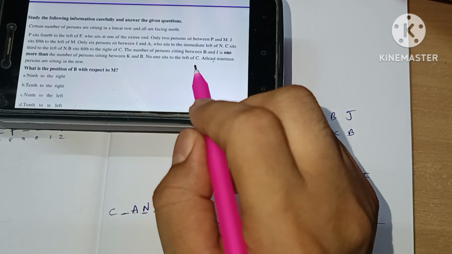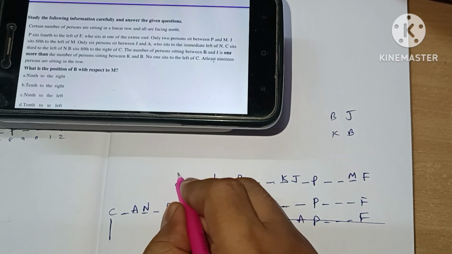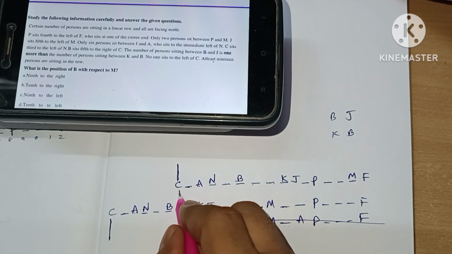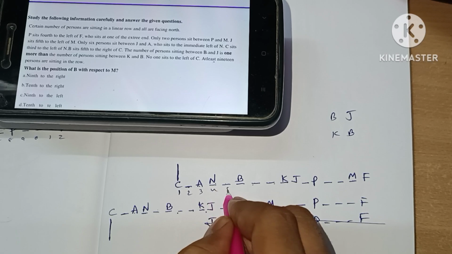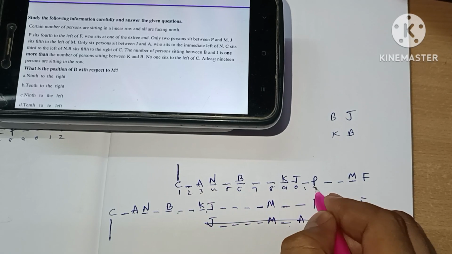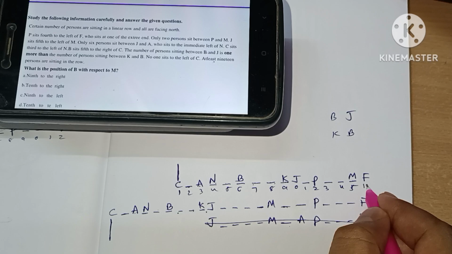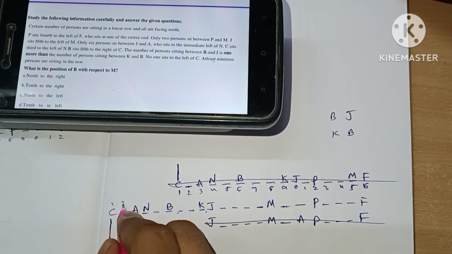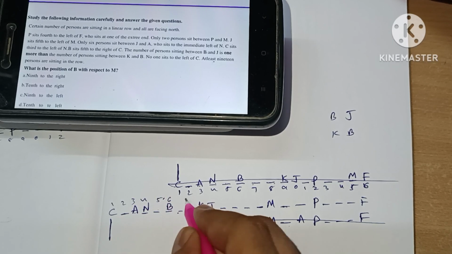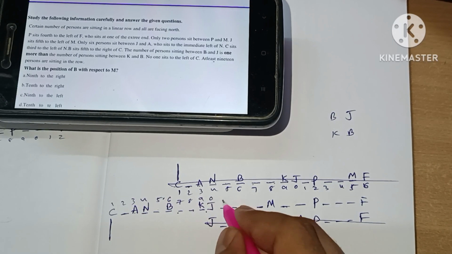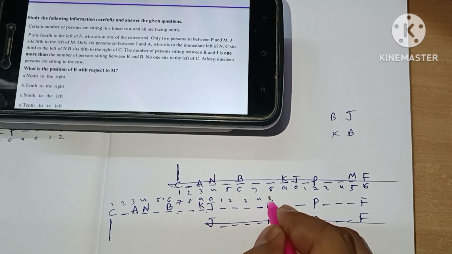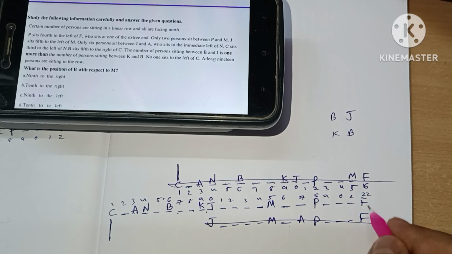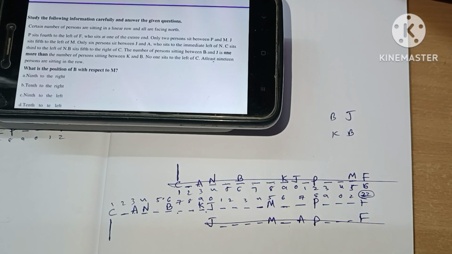Next one, no one sits to the left of C. So C is the left-hand person. Let's calculate the numbers. 1, 2, 3, 4, 5, 6, 7, 8, 9, 10, 11, 12, 13, 14, 15. This is 16. So this case fails. Let's count this one. 1, 2, 3, ... 16, 17, 18, 19, 20, 21, 22. So we get 22 members sitting in a row.